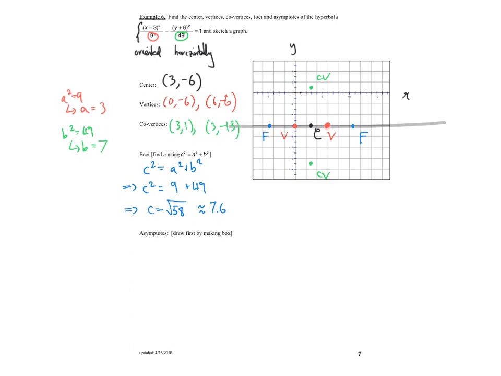We now need to draw in our rectangle to find our asymptotes. So we'll pass through the vertices and the co-vertices to produce our rectangle. And now for the asymptotes, pass through the diagonal of this rectangle.